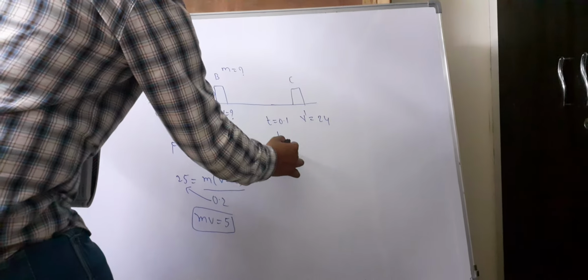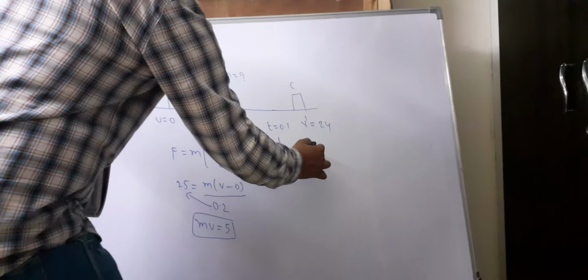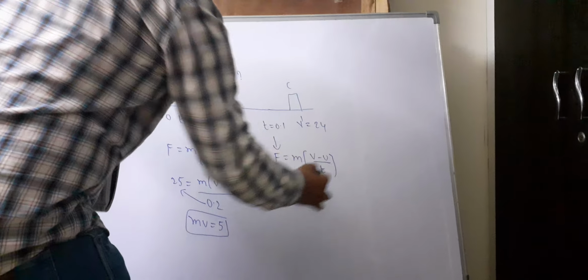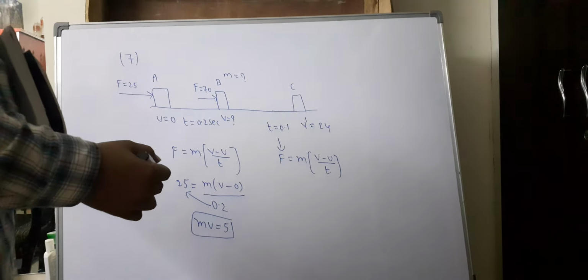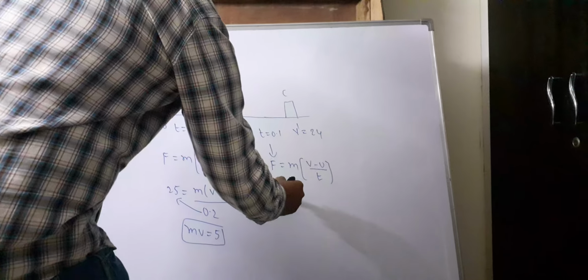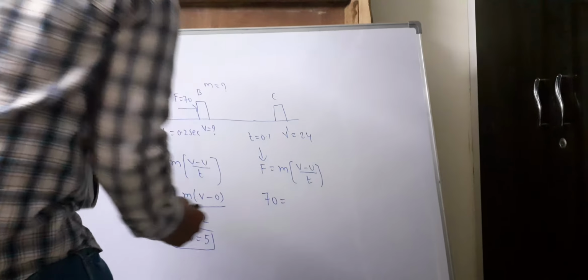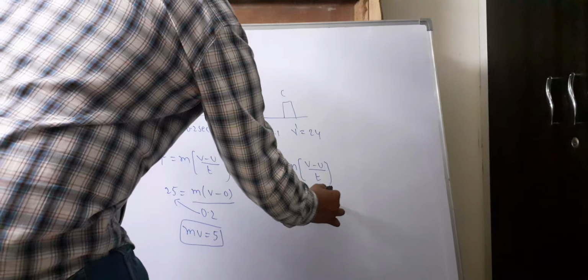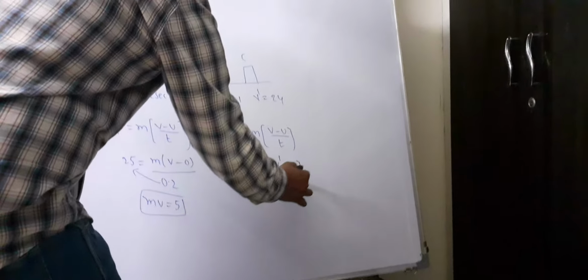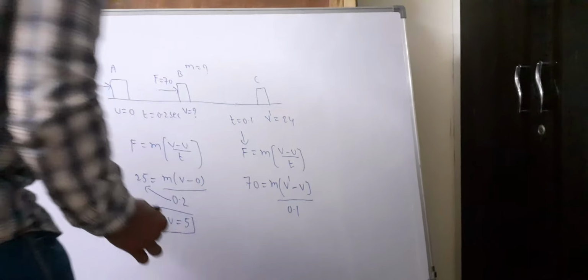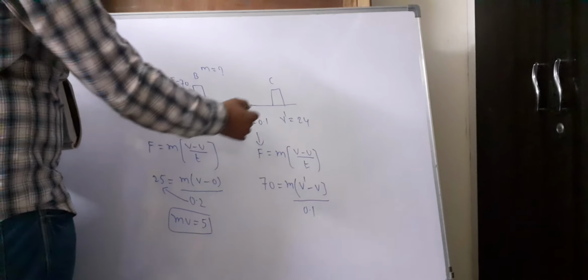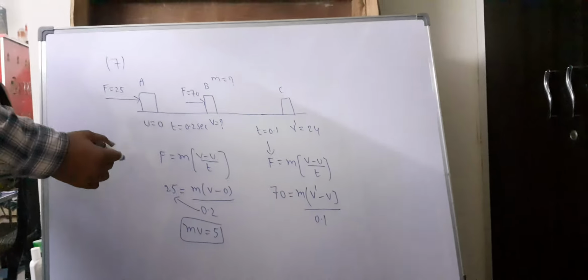Here again apply the force formula F equals ma. According to the kinematic first equation, a equals (V minus U) by T. Here F value is 70. Mass is unknown. Here the final velocity is V dash, the initial velocity is V, and time is given as 0.1. In this situation, at B the initial velocity is V and the final velocity is V dash.